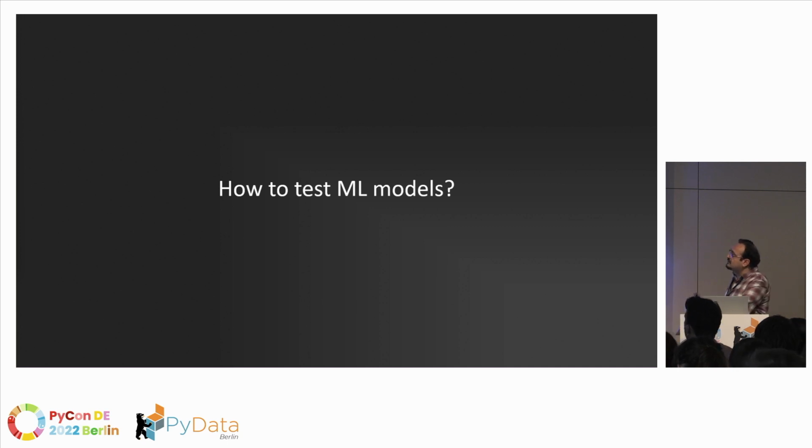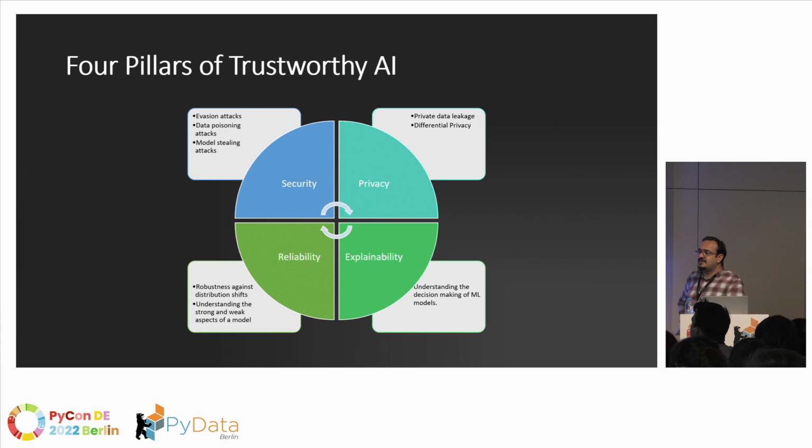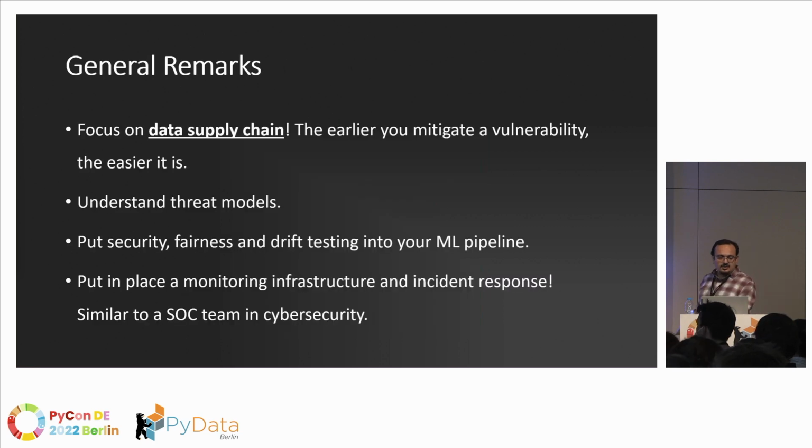Okay, let's talk more concretely on how to test machine learning models. I will not go very much into details of everything, so I will just give you an overview. We have very limited time, but these are the 4 pillars of trustworthy or robust AI. You should concentrate on security, privacy, which we know from my explanations before, reliability regarding the distribution shifts, and the explainability aspect.